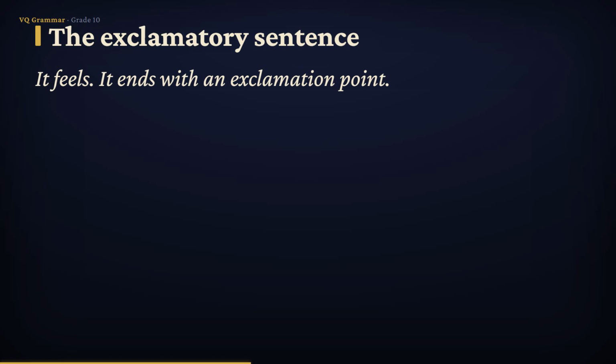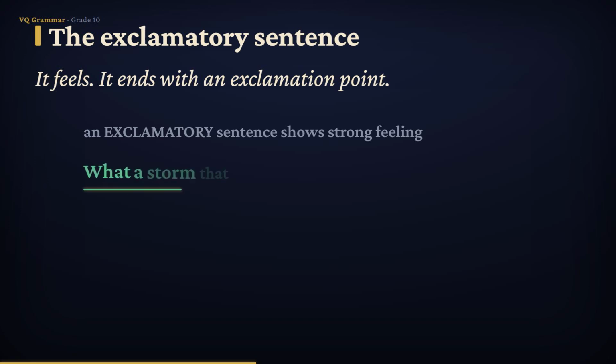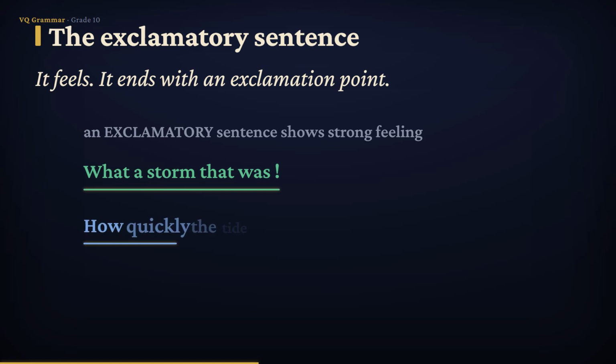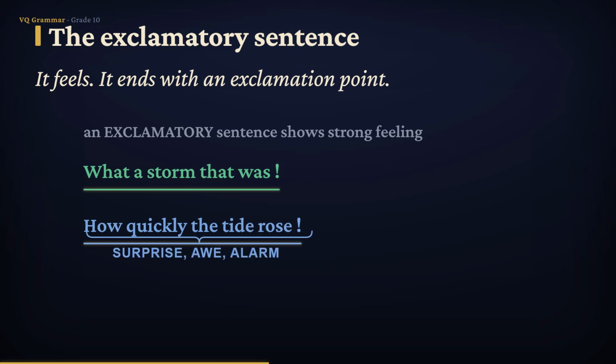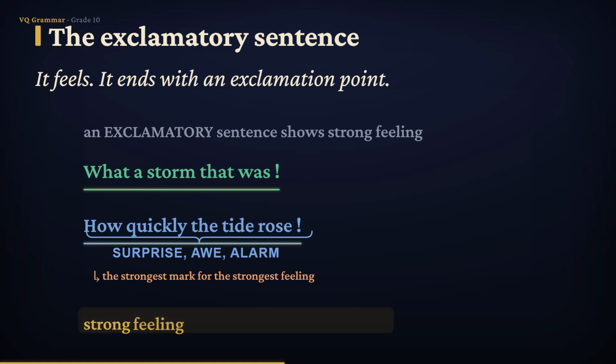And the fourth kind is pure emotion. An exclamatory sentence expresses strong feeling. What a storm that was! How quickly the tide rose! Say those out loud and you can hear it happen. There is a lift in the voice, a rush of surprise or awe or alarm. The sentence is not calmly reporting the storm. It is reacting to the storm. That reaction is the entire point. And strong feeling asked for the strongest mark we have, the exclamation point.